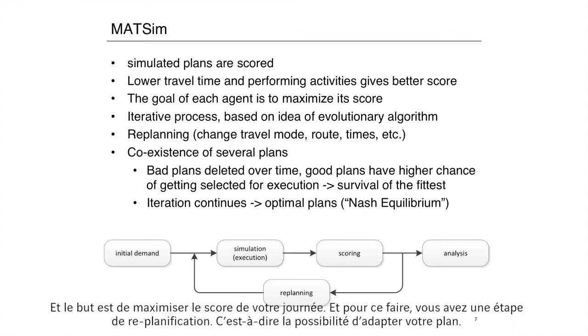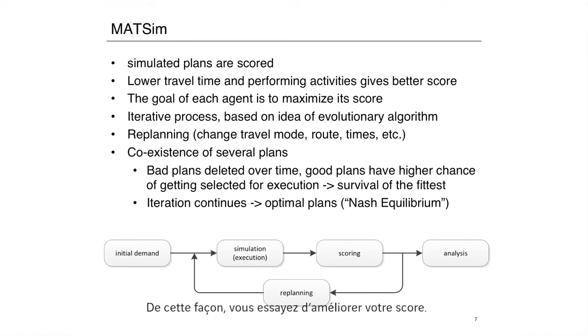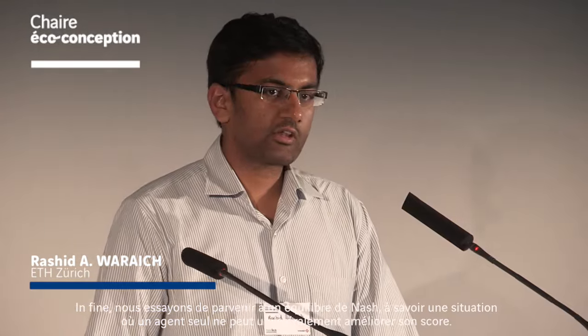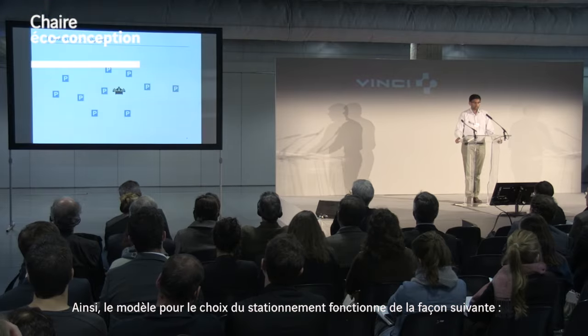And in order to do this, you have a replanning step. This means you can adapt your plan. For example, you can change your travel mode, your route, your departure time, or in my case, probably your parking. And with this, you try to improve your score. In the end, what we're trying to get to is a Nash equilibrium, meaning that no agent can unilaterally improve its score.